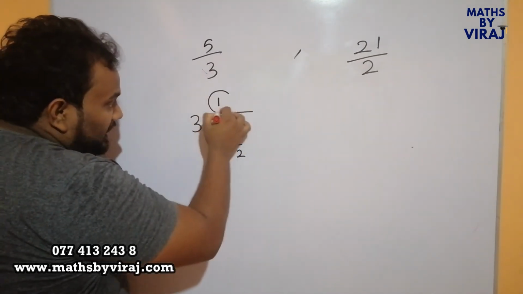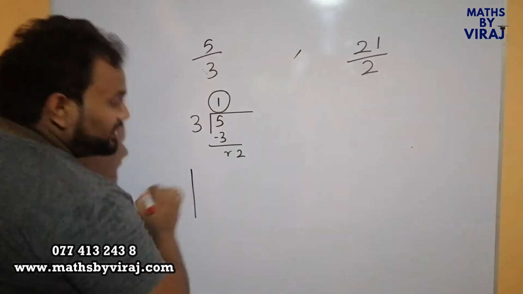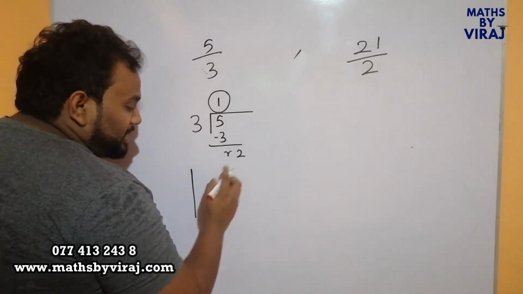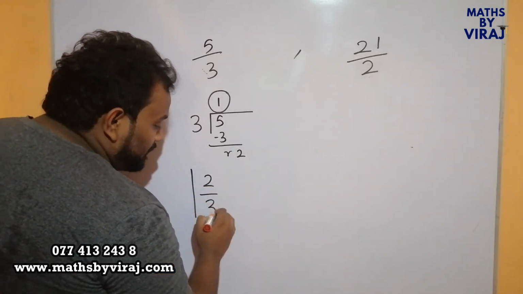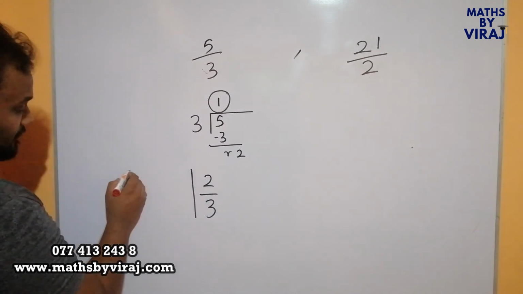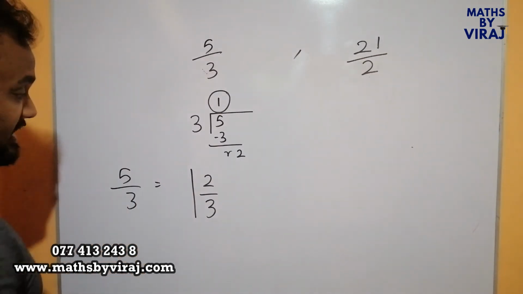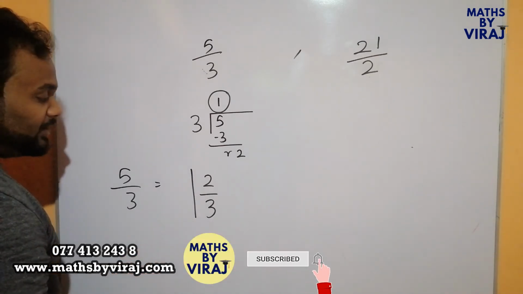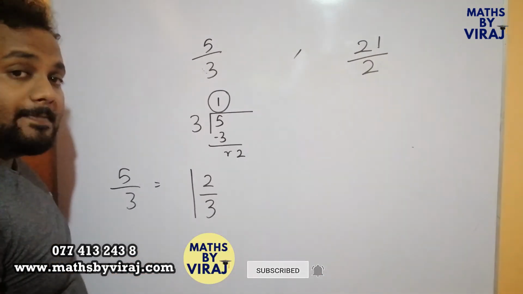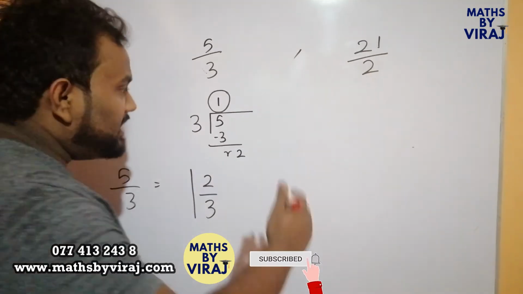Therefore, this 1 can be written as my whole number 1. And the remainder 2 can be written as a fraction 2 over 3. Therefore, 5 over 3, which was previously an improper fraction, can now be written as 1 and 2 over 3, which is a mixed fraction.